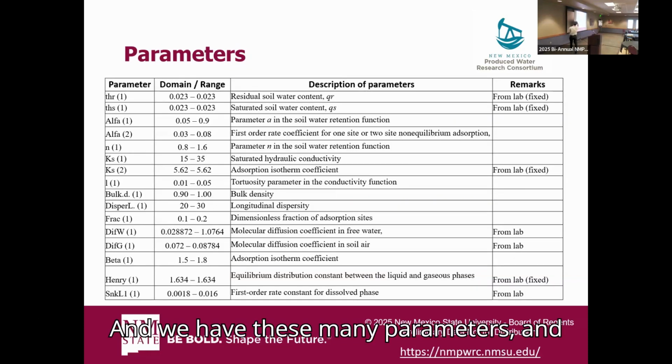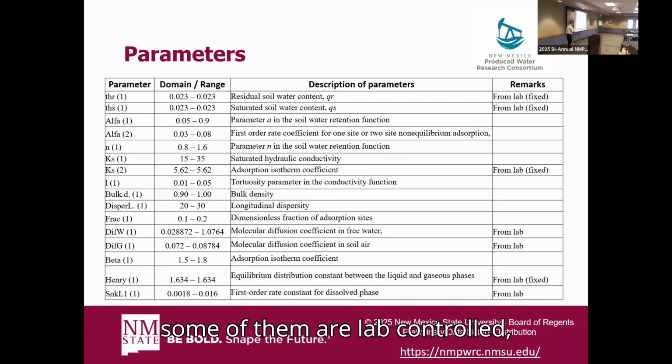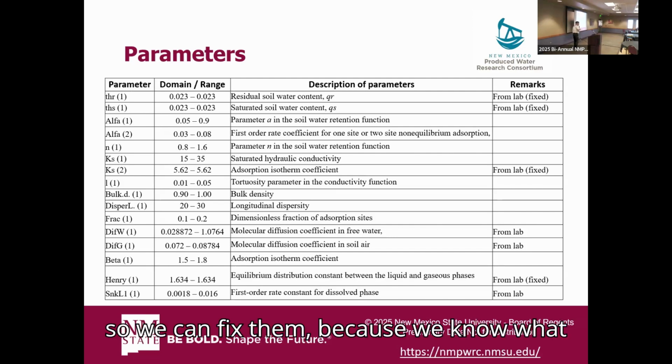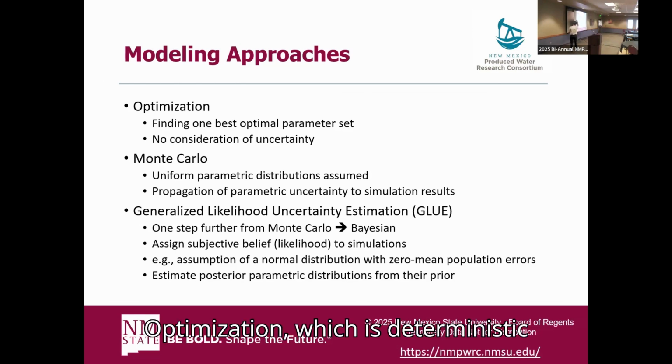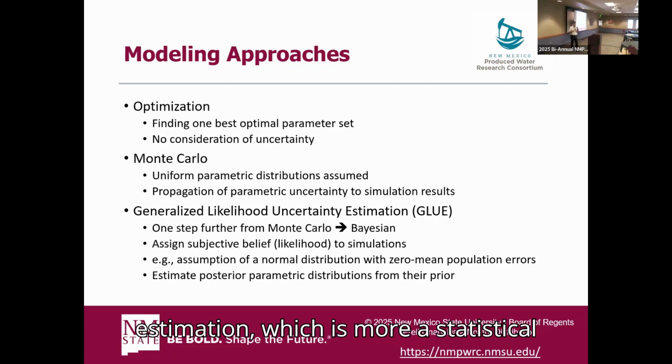And we have these many parameters, and some of them are lab controlled, so we can fix them because we know what those values are. But the other parameters are unknown, basically. So we have 3 different approaches: optimization, which is deterministic modeling approach, and Monte Carlo, like uncertainty approach, and generalized likelihood uncertainty estimation, which is more statistical approach to this modeling project.